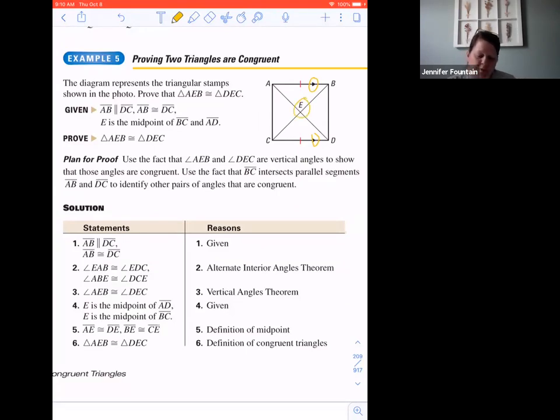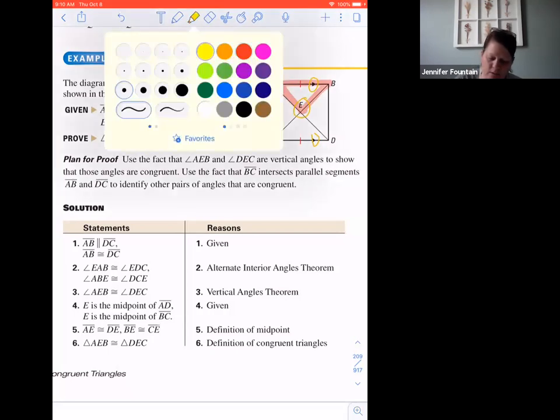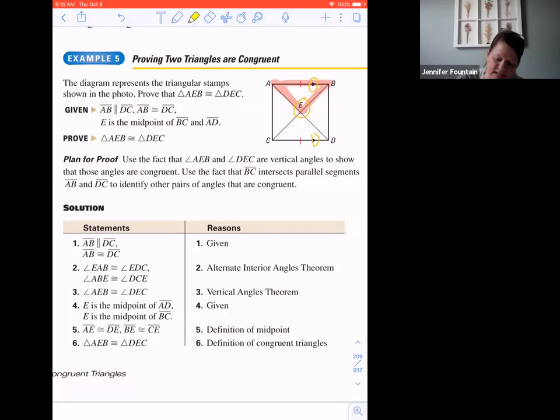So I need to prove that triangle AEB, so I'm talking about this triangle, is congruent to triangle DEC. So those are the 2 triangles I'm trying to prove congruent. So I know that my given tells me that side AB is parallel to DC. Therefore, those 2 sides are congruent.